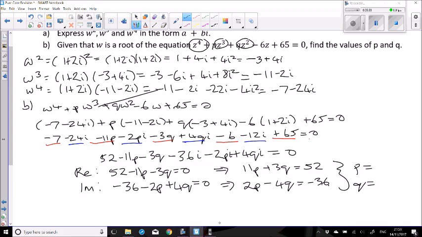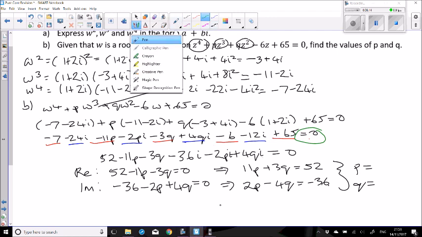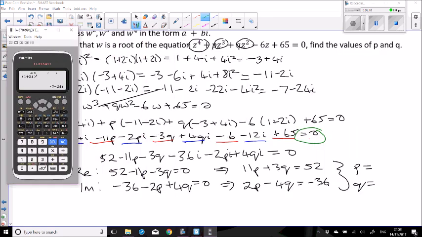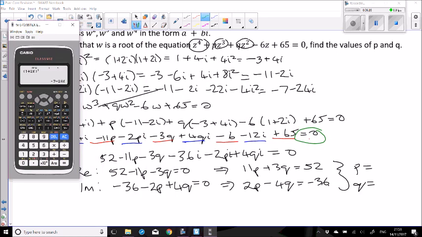Right, notice in this one that the right hand side of the equation is 0, which means the real parts and the imaginary parts on the left hand side of this equation must both equal 0. Once I've got my simultaneous equations, I've just rewritten them so that I can use the equation solver on the calculator. So simultaneous equations, 2 unknowns.